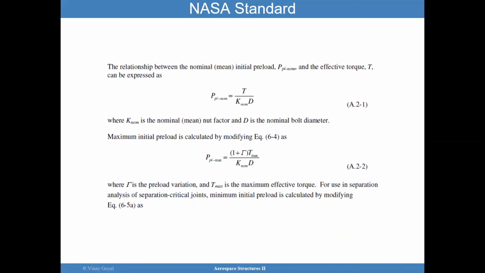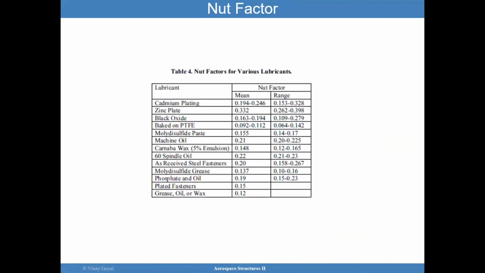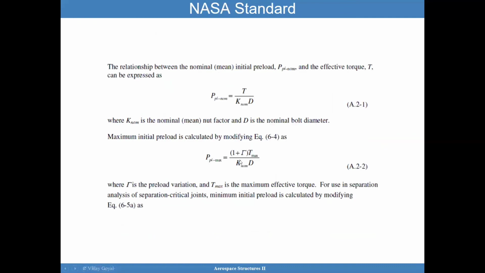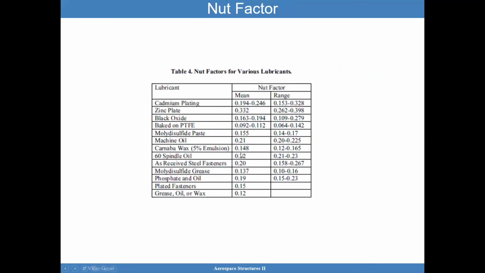We also have the relationship of minimum preload and torque, and these are the formulas we had discussed before. Here are some nut factors K, which we talked about using as 0.2, but if they're given or measured, you could use them from a table.